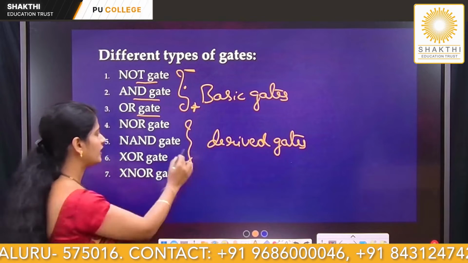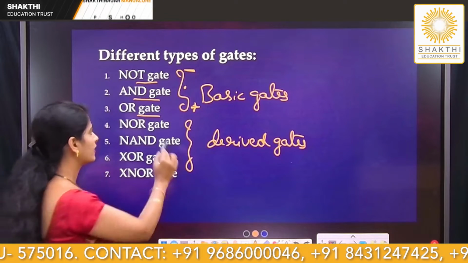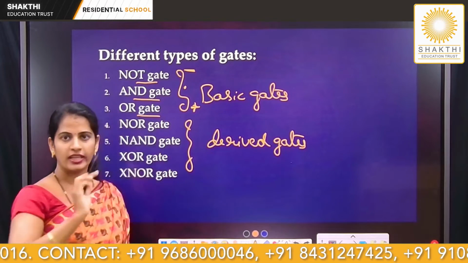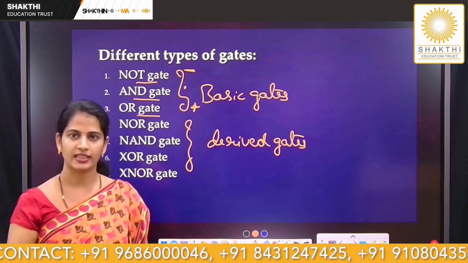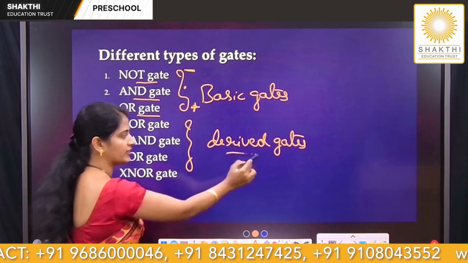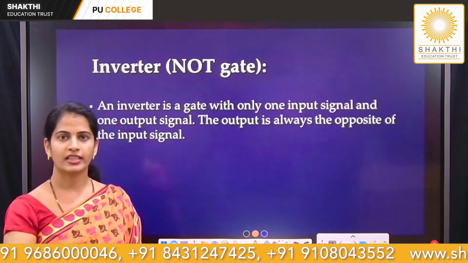So how can you explain derived gates? These gates are derived from basic gates. So gates which are derived from basic gates are called derived gates. So let's see all the gates one by one.